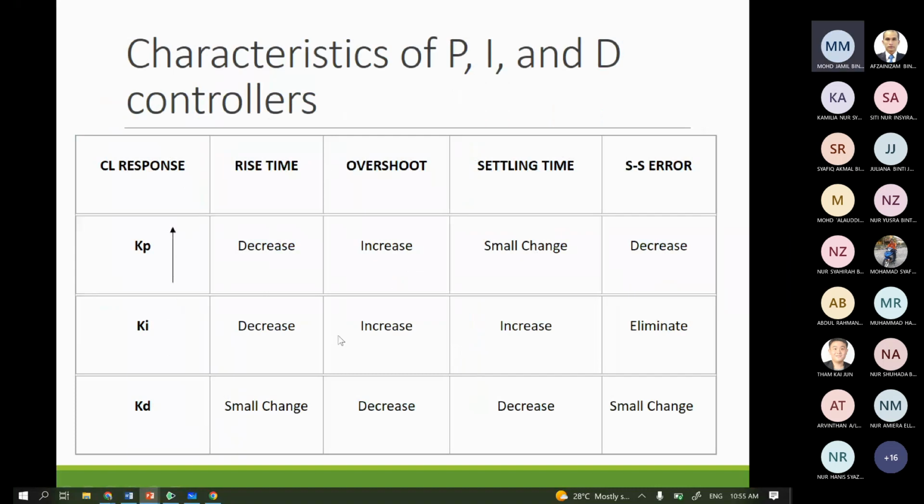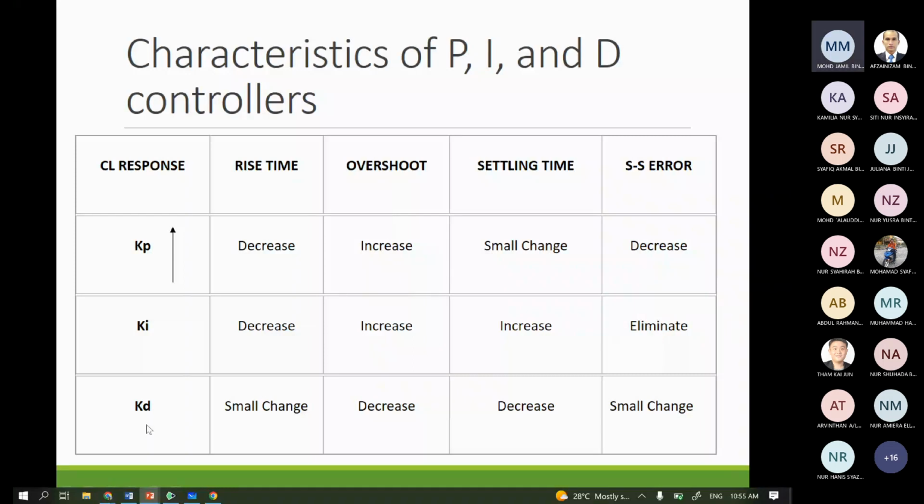This table summarizes the effect of each controller. If you increase your value of Kp, then the rise time will decrease. You increase the overshoot of the system, but it has a small effect on settling time. But increasing Kp will decrease the steady state error. If you increase the value of Ki, it will decrease the rise time, but increase the overshoot, and also increase the settling time. But the best thing about Ki is it eliminates the steady state error.